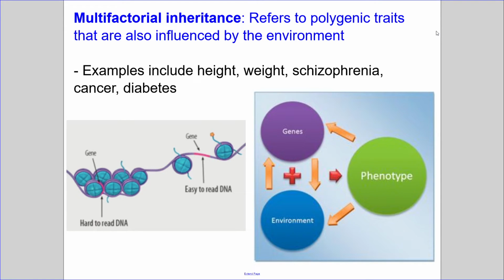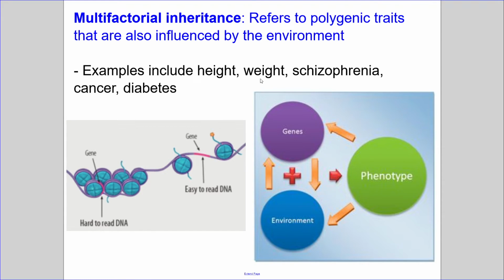Multifactorial inheritance refers to polygenic traits that are also influenced by the environment. This should sound familiar to you, especially if you look at this picture here, where you have a little bit of DNA that's unwrapped around this histone protein. This concept is very similar, if not identical, to epigenetics.